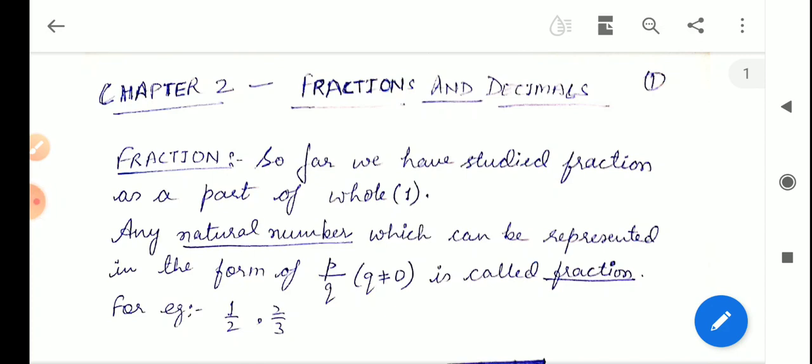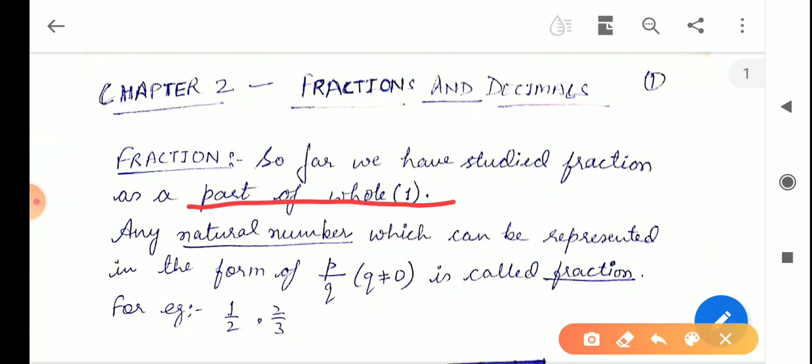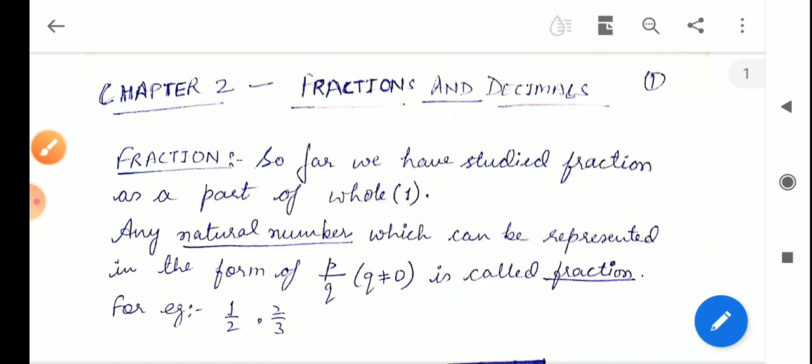Now, up to class 6, you have all studied that a fraction is a part of a whole. That is, if we consider the whole, the denominator, and the numerator as one, then a fraction is any one part of this whole. Now, come to the next.